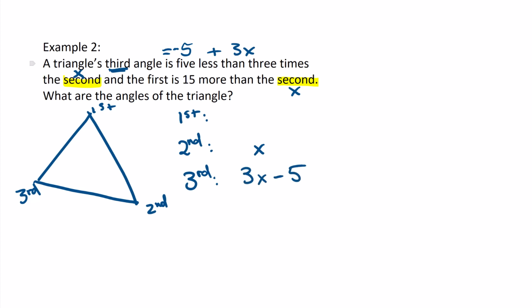And just remember, this is all about English. Sometimes English doesn't read in the same order that you would write the math, but if you're subtracting 5 degrees from 3 times the second, then that makes sense. For the first, it says it's 15 more than the second, so x plus 15. And now we have our 3 angles with respect to the unknown variable, and so we can now write an equation. x plus 15 plus x plus 3x minus 5 equals 180.